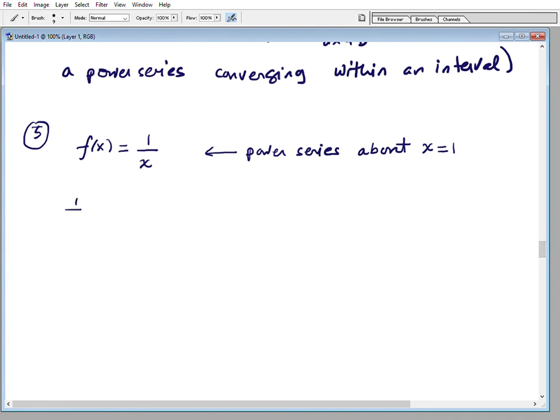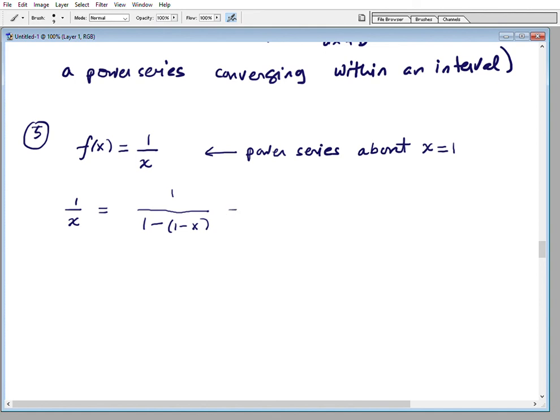So we're going to write 1 over x as, here we want 1 minus x or x minus 1. Okay, start with 1 minus x. We want centered about x equal 1. So here, instead of having an x, we want a 1 minus x or x minus 1. Now you see that if we open this up, what do we get? We get 1 minus 1 plus x. We get x.